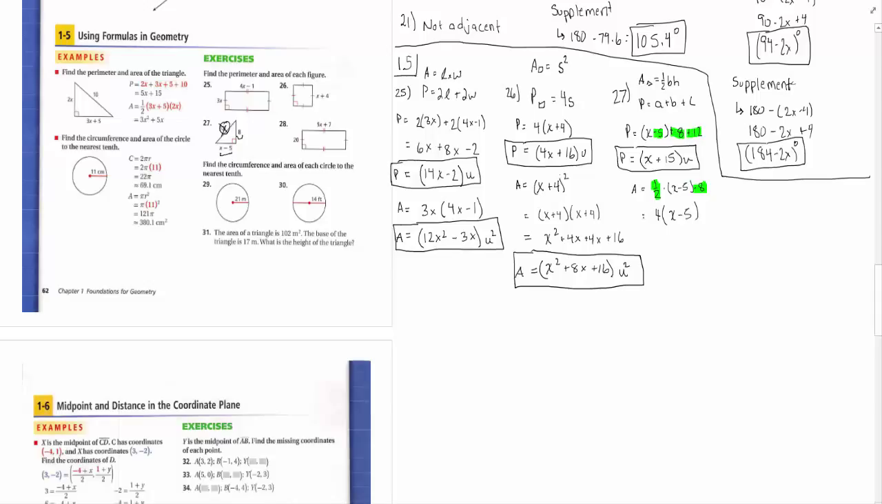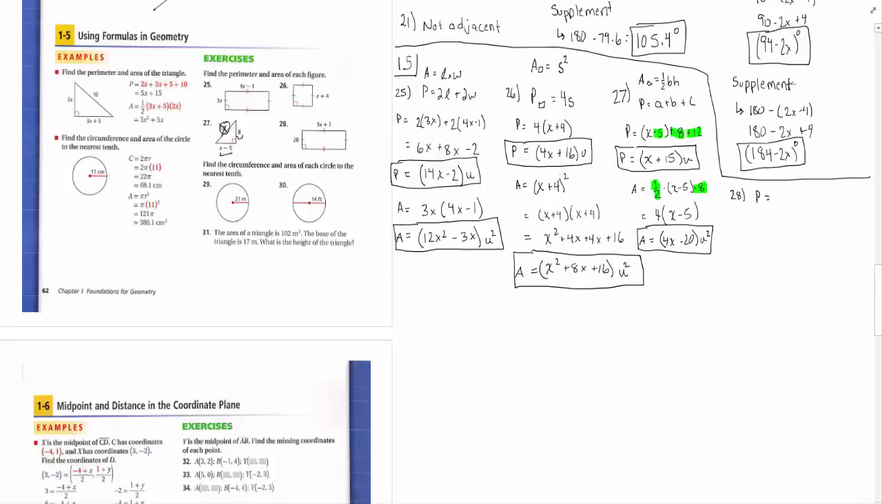Alright, so in this case, I'll just distribute my 4 instead, and I'm going to get 4x minus 20 for the expression for my area. Remember, this is area, so we're going to go units squared. Alright, so that's 27. So we did area of a rectangle, area of a square, area of a triangle. So by the time you get to 28, it should be a little more self-explanatory. I don't need to write the formula again, so I'm just going to go ahead and solve this real quick.